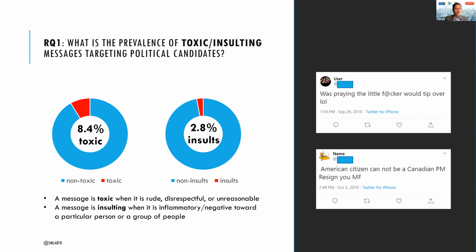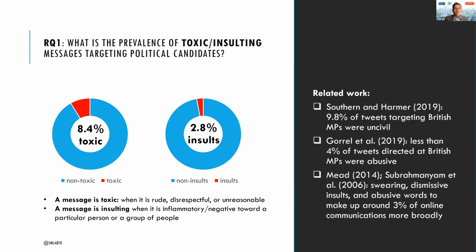The finding from this study is in line with previous studies done in this area. Southern and Harmer, for example, found that 9.8% of tweets targeting British MPs were uncivil. Gorrell and team showed that less than 4% of tweets directed at British MPs were abusive. And Mead found that swearing, dismissive insults, and abusive words made up around 3%. So our results basically were in line with other studies done by other scholars.